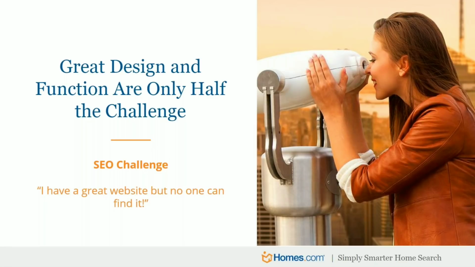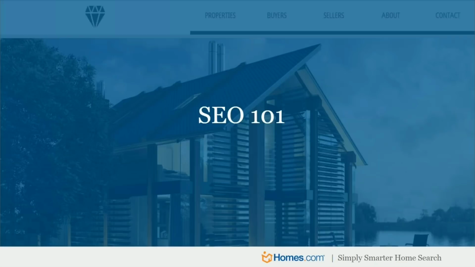So there's really 2 components. There's the design, or the chassis if you're talking about an automobile, and then of course there's the engine, or what we call here the search engine optimization for your website. So I want to talk about SEO, and we're going to go through SEO 101 because a lot of agents don't really know exactly what SEO is. Some don't really know what it means.